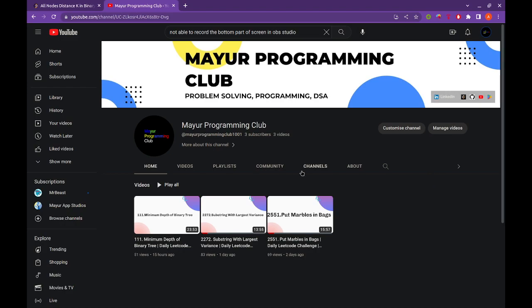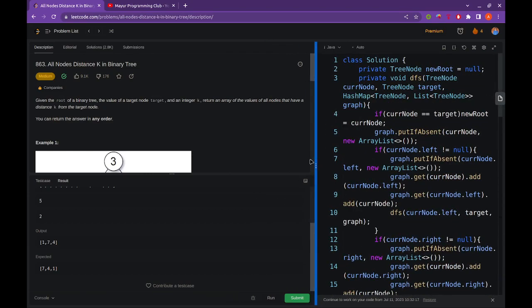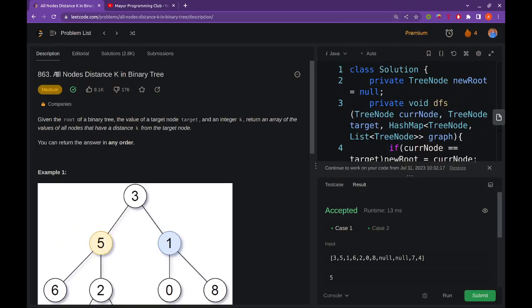Today we will be solving another daily LeetCode challenge, and the challenge's name is All Nodes Distance K in Binary Tree.